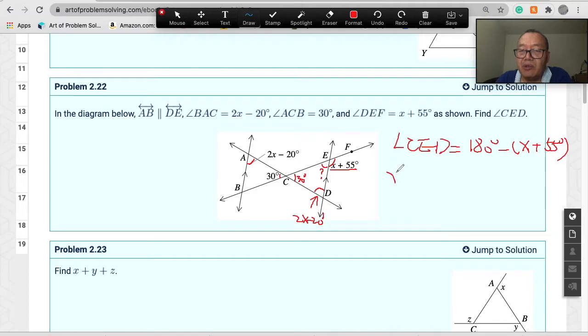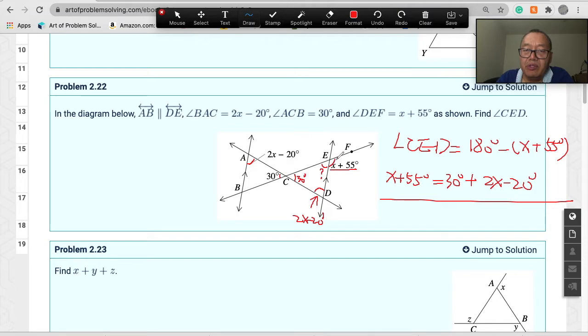So that means we can write the equation x plus 55 degrees equals 30 degrees plus 2x minus 20. When we write this, you say, oh, this is so easy. This exterior angle equals the sum of these two. We just learned that, right? So we get x plus 55 degrees equals 30 degrees plus 2x minus 20.